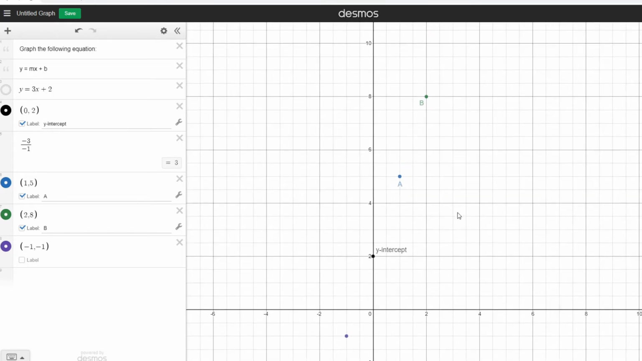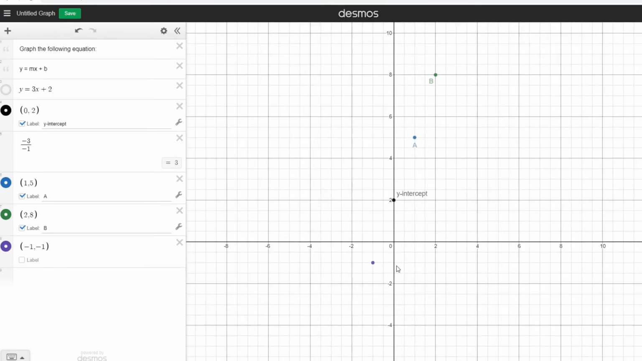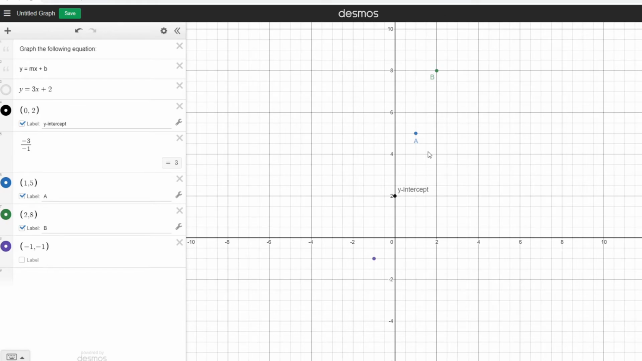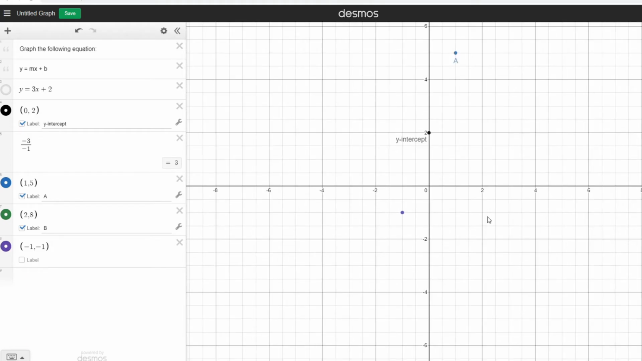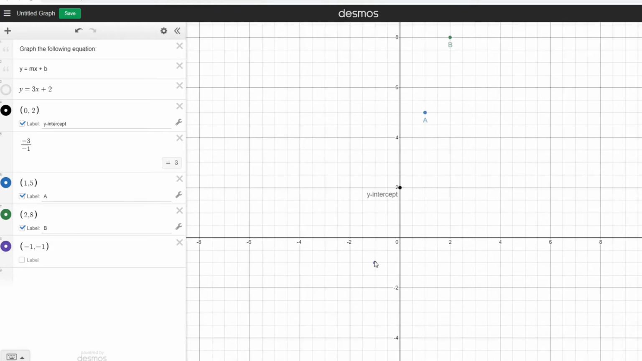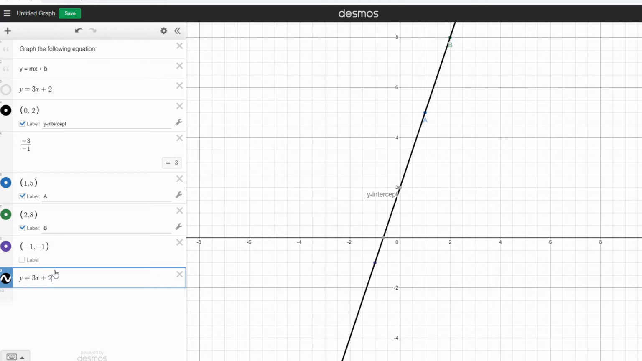So if you can see here, all 4 points are in a straight line. If we drew a line from any 2 points, we could see that they would form a straight line. And to graph this, we would just connect the points and we would have a line. So if we actually graphed it, we would have y equals 3x plus 2.